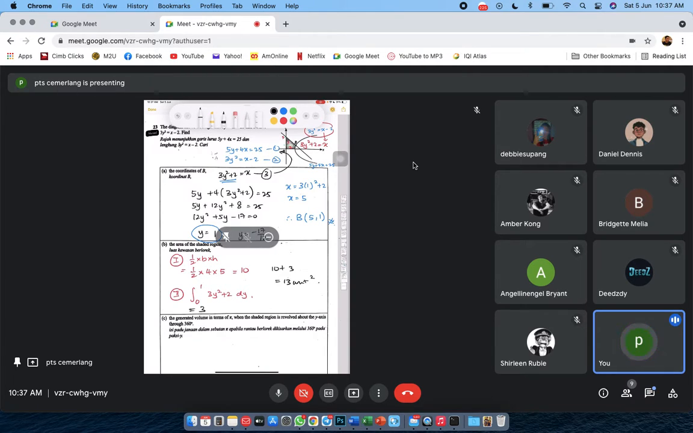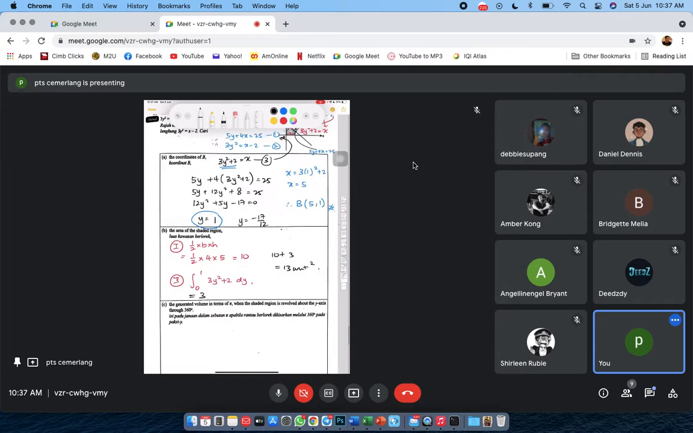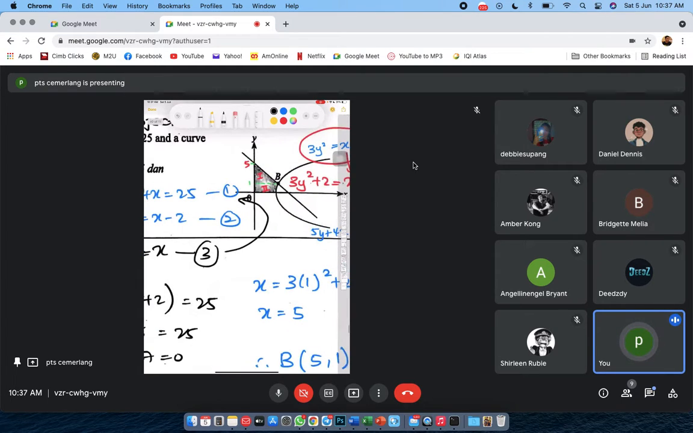Okay, so question C. Now, question C is asking you on the shaded region as well. Okay, tempat yang blurred tu, dia rotate ataupun they revolve about the y-axis. So means you have to actually separate this into two again. Yang pertama sekali, bentuk segitiga. You see the first triangle kan?